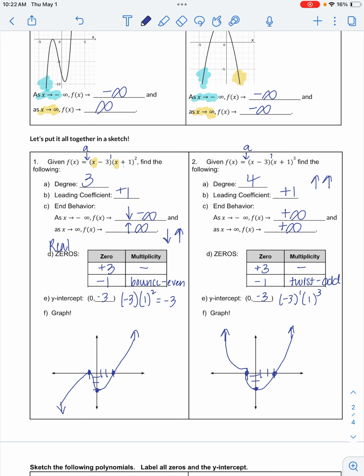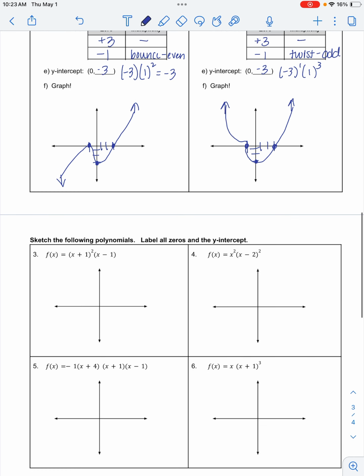Okay, so I would like for you to pause this video and try these next 4 graphs on your own. Going through the same process I did, you do not need to write everything down. You just need to write where your arrows are going to go, your x-intercepts, and your y-intercepts.